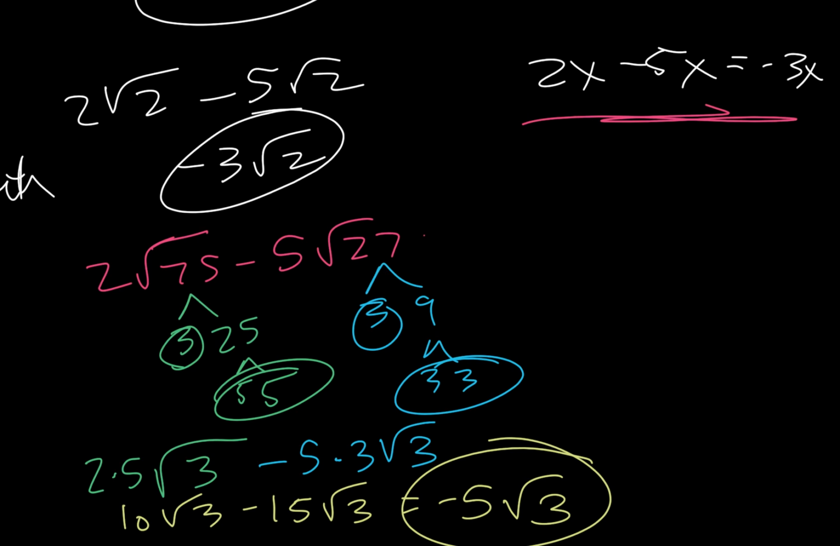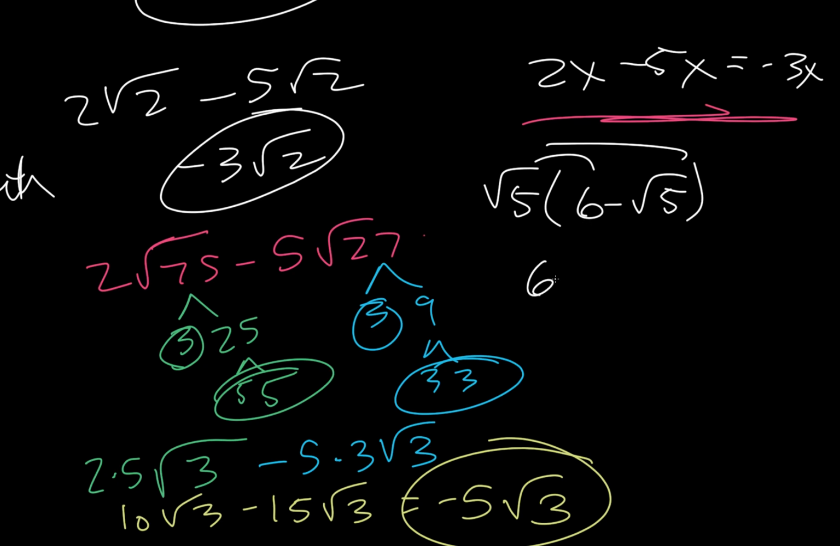Let's see. Let's get a different color. Let's do root 5 times (6 minus root 5). And we will distribute. So if we multiply something under a radical and something that's not under a radical, we actually just write them next to each other. It's similar to trying to do x times y, it just becomes xy.